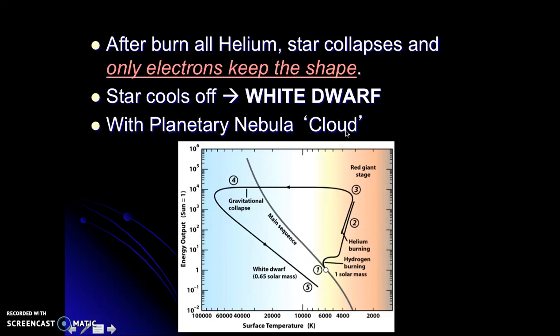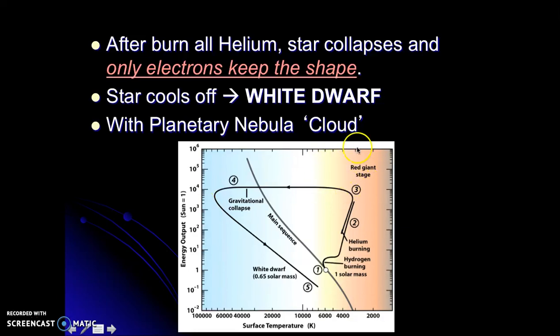So what ends up happening is those outer layers expand outward, creating this planetary nebula cloud, which is not to be confused with anything involving the planets. It was named that mainly because early astronomers thought it looked kind of like a planet in the night sky, but we now know it has nothing to do with planets. It's just a name that has stuck. It's all that gas expanding outward from the core contraction.